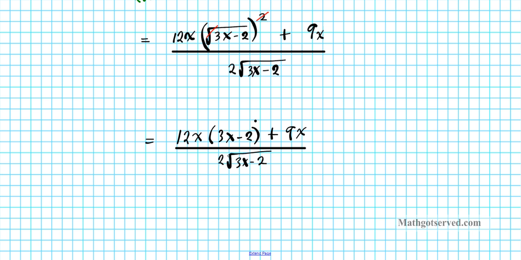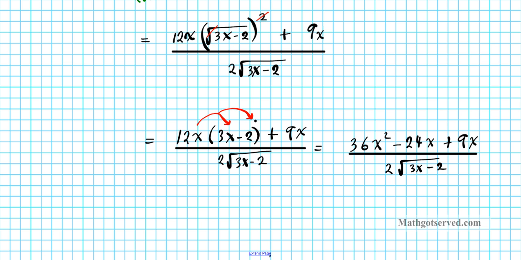Okay? Alright, now we can distribute this 12x to these two terms in the parentheses right here. Distribute that into that and that, so that's going to yield 36x squared minus 24x plus 9x, and that whole thing divided by 2 root 3x minus 2.